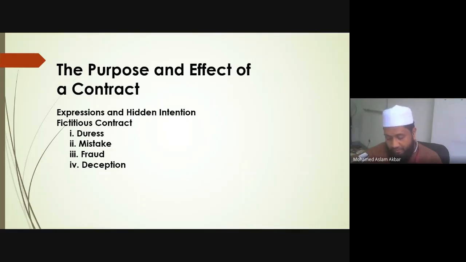There are many interesting points that we can discuss. It's quite important as well, because every single time that we do a transaction, we have to look into the purpose and effect. So basically, purpose and effect is in everything. If you look at any aqad that you are making, there is a purpose why you are making it. And once you do that action, there is always a reaction. So there is an effect.